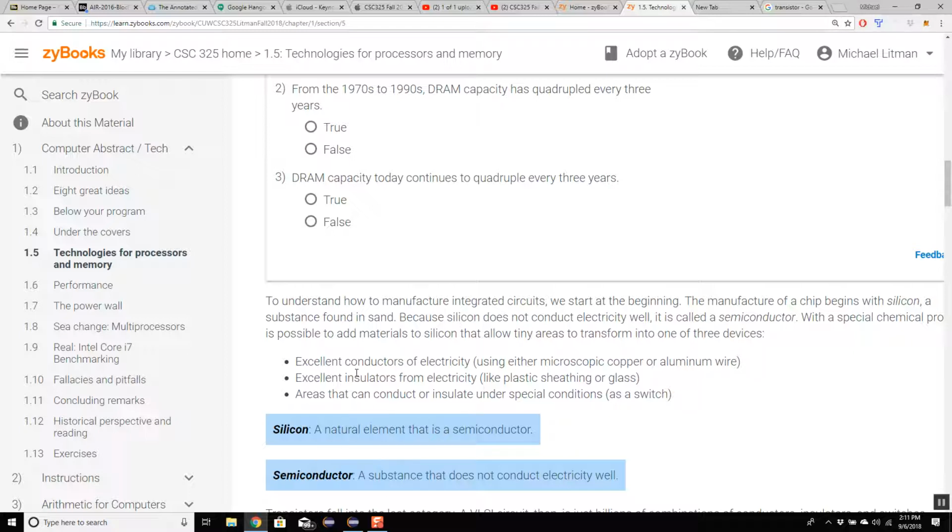So this next thing, dealing with silicon and this idea of a semiconductor. So what's a conductor? What does it mean for something to be a conductor?